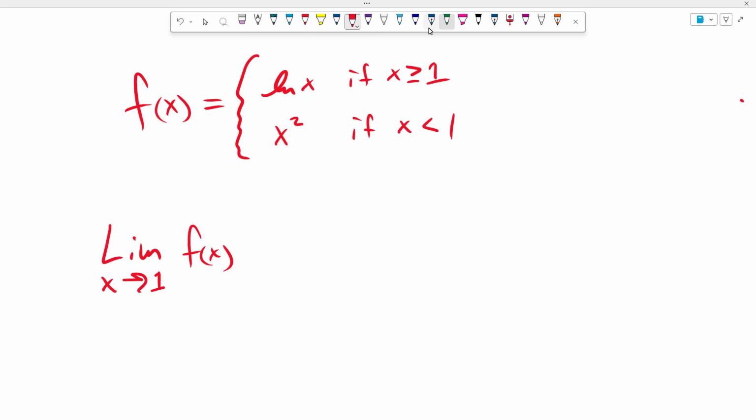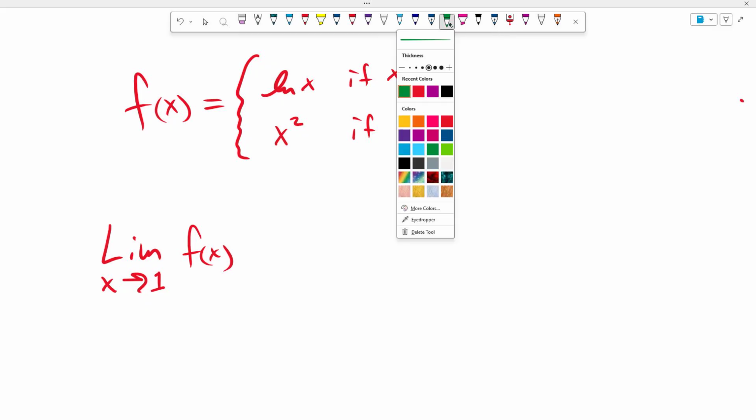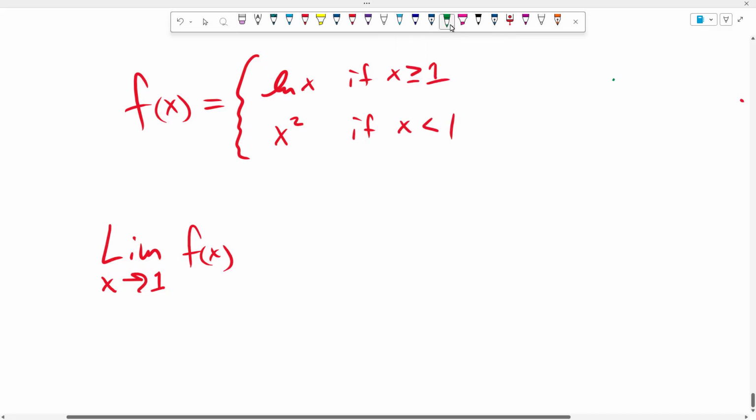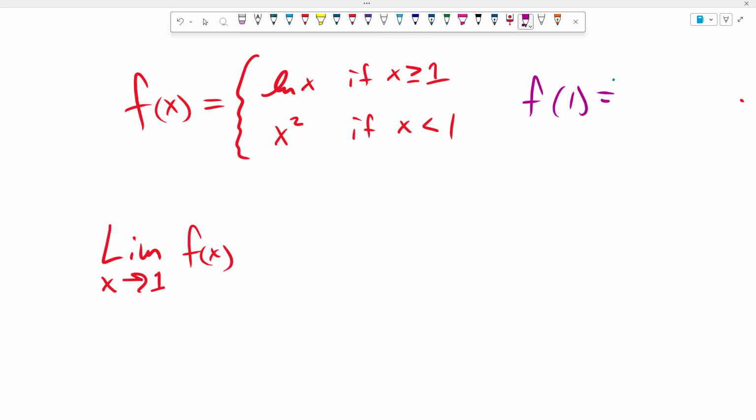All right, what are we going to do here? Actually, let's just do this one. Okay, here we cannot just use direct substitution. If I use direct substitution, you plug in 1 to the function. What is f of 1? Do I plug it into here or do I plug it into here? The top one, because that's in this domain right here. So that's ln of 1, which is equal to 0.